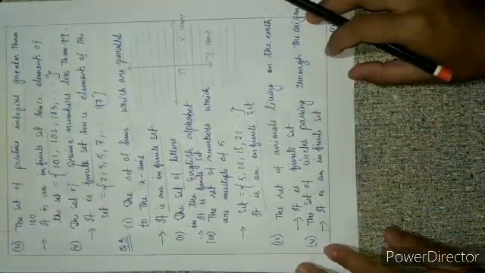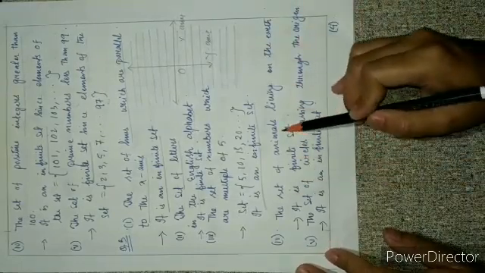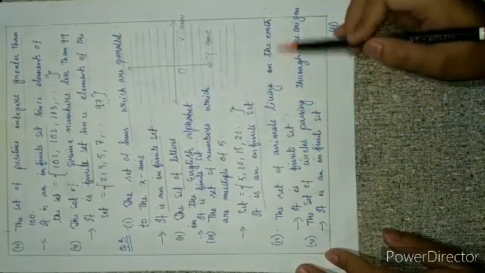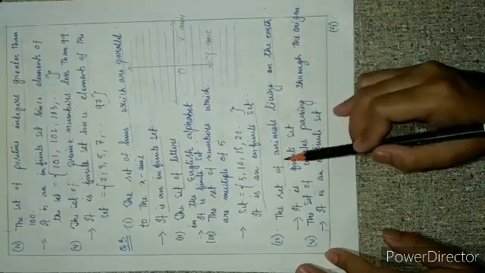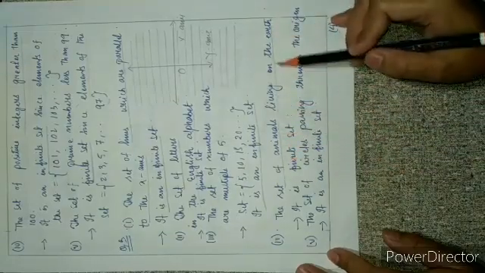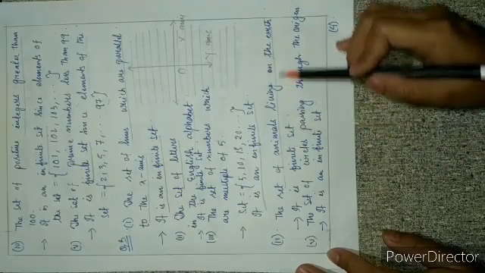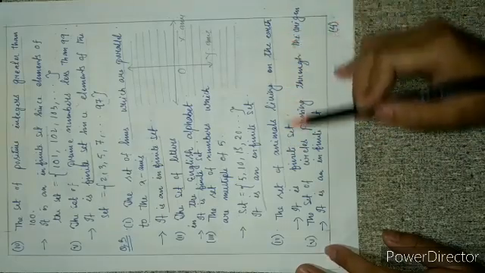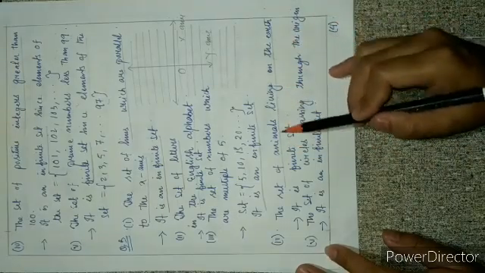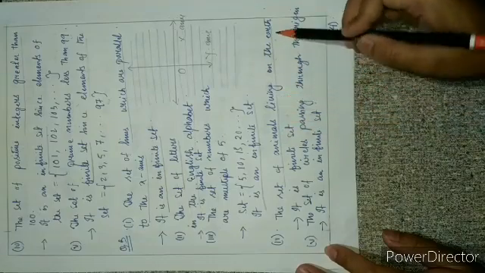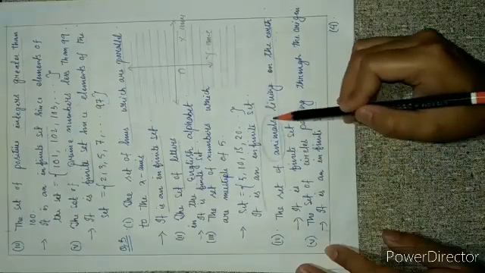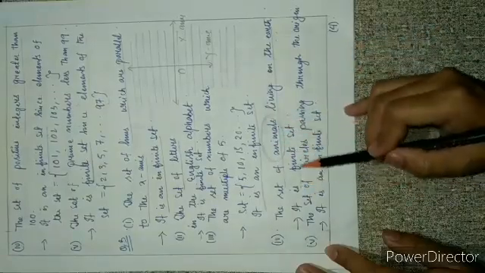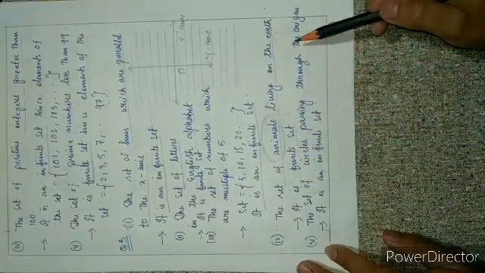Then Roman number 4, the set of animals living on the earth. We assume that all the elements are countable. So the given set is a finite set.